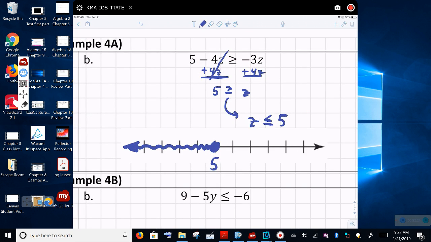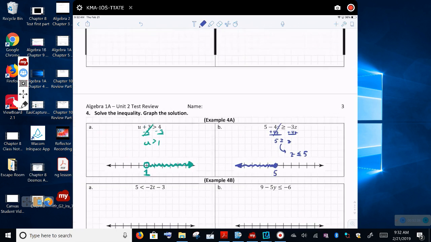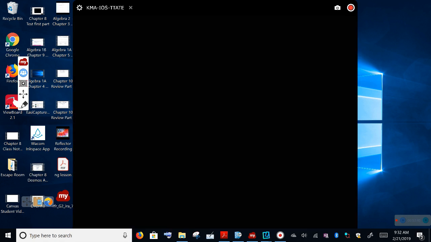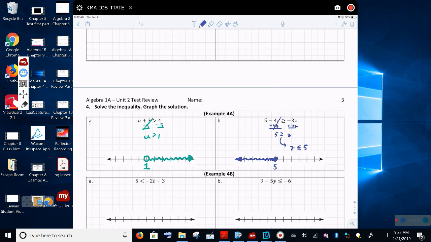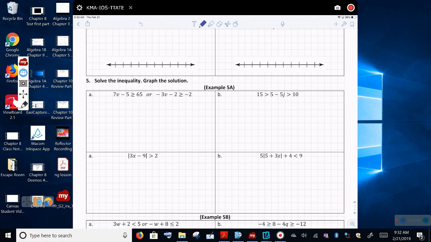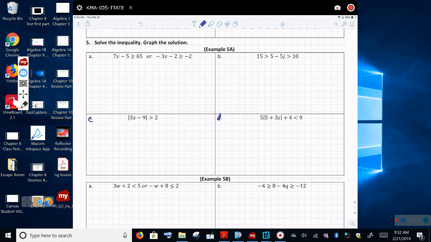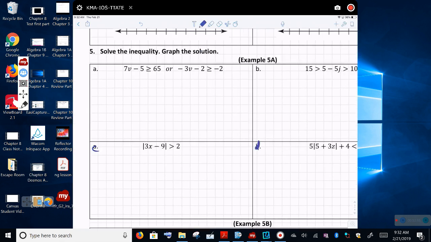Okay. Alright, so number 4 should be pretty quick. Okay, and then I think we have 3 more questions after this. You guys got that? Solve the, okay, so 5, oh, it should have been C and D. Not a big deal.